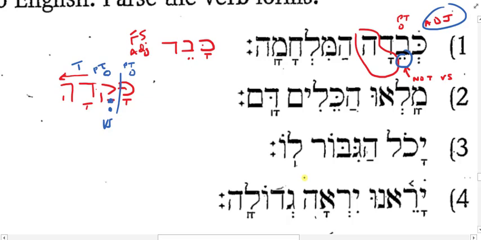Other questions? Let's look at number 4 here. So I have Yareinu. Yareinu. Is this a noun, adjective, preposition? What am I looking at here with Yareinu?